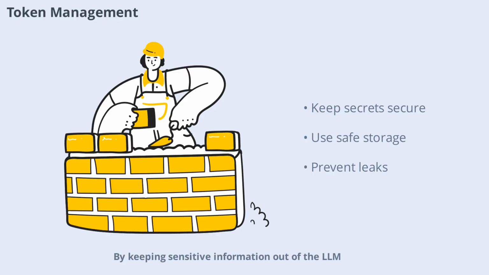Managing tokens and secrets securely is a must. By keeping sensitive information out of the LLM context and using secure storage and injection methods, you can prevent leaks and maintain trust in your agentic systems.